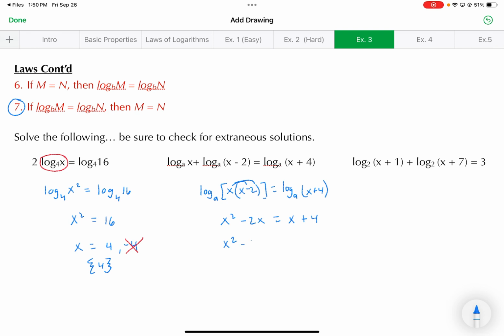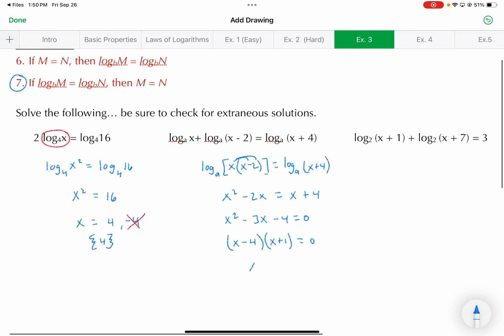And I'm going to get everything to one side. I'm going to factor x minus 4, x plus 1. X would equal 4 or negative 1.